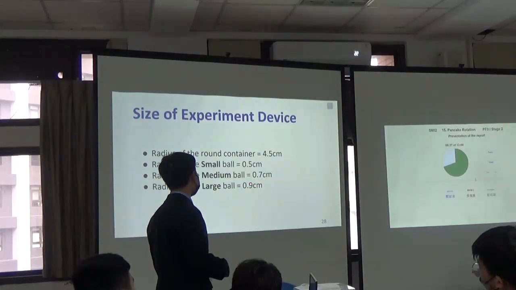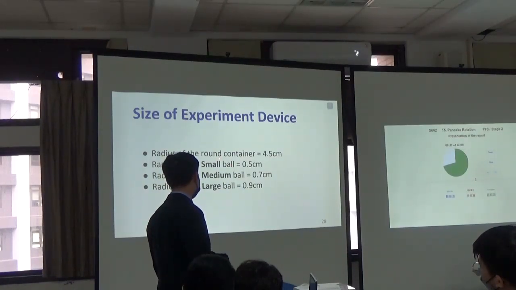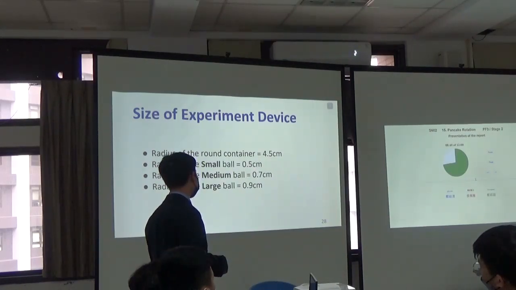Okay, this is the size of the experiment device. Our round container's radius is equal to 4.5 centimeters, and the small ball is 0.5 centimeters, medium is 0.7, and large is 0.9.